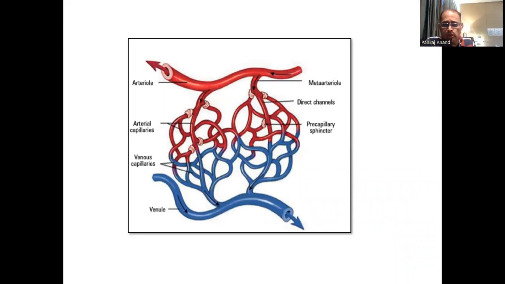Now, if you look at the microcirculation, you have the arterioles, which lead to the meta-arterioles, which ultimately form the arterial capillaries. This is where the gas exchange and nutrient exchange occurs. They finally join back to form the venous capillaries, which ultimately drain into the venules, thereby completing the entire microcirculation.